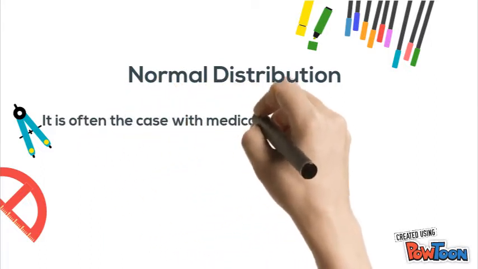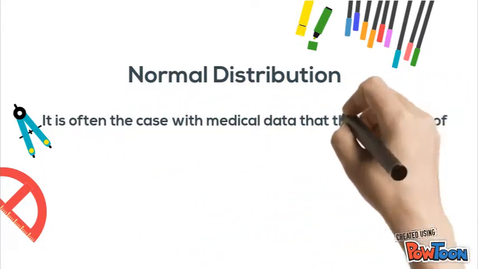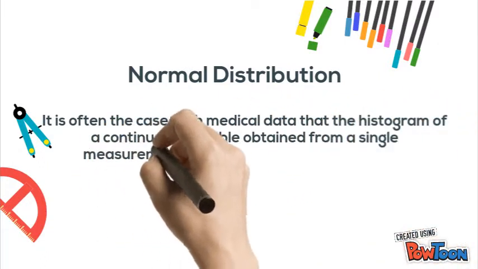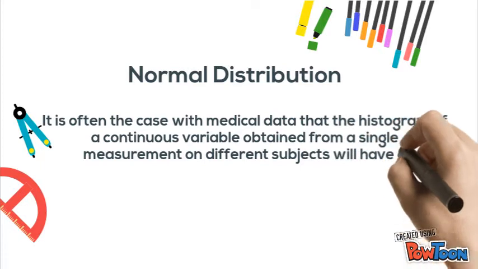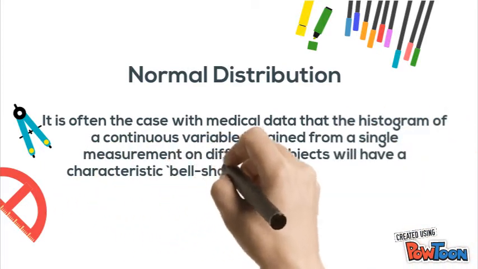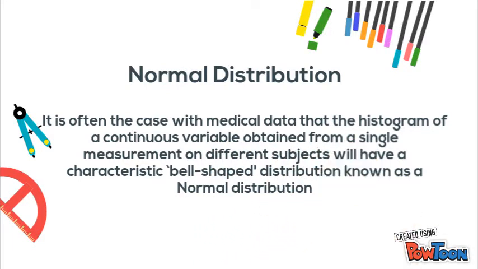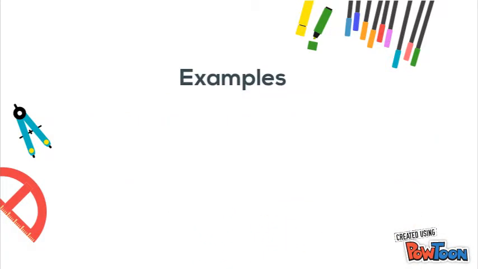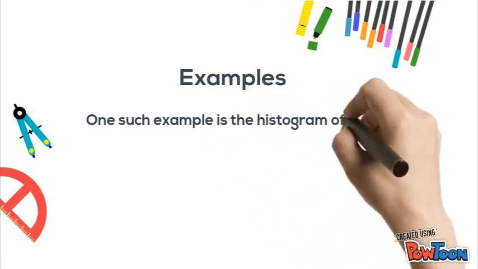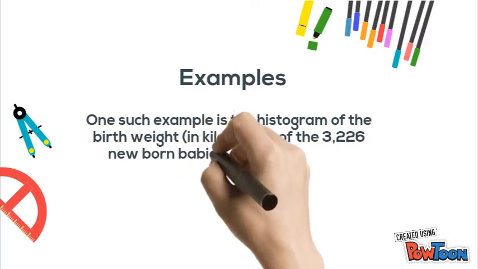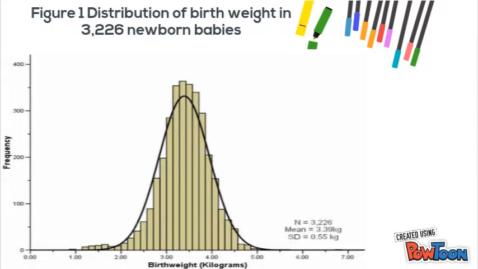It is often the case with medical data that the histogram of a continuous variable obtained from a single measurement on different subjects will have a characteristic bell-shaped distribution known as a normal distribution. For example, one such example is the histogram of the birth weight, in kilograms, of the 3,226 newborn babies shown in Figure 1. As you can see in this figure, on the vertical axis we took frequency and on the horizontal axis we took birth weight.